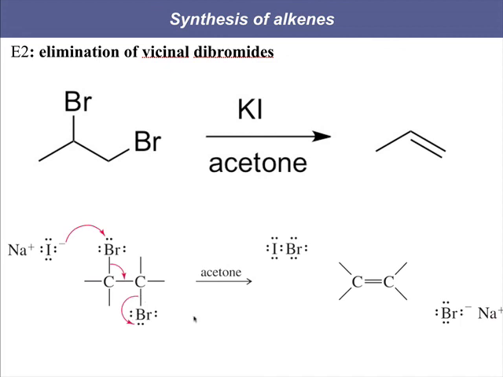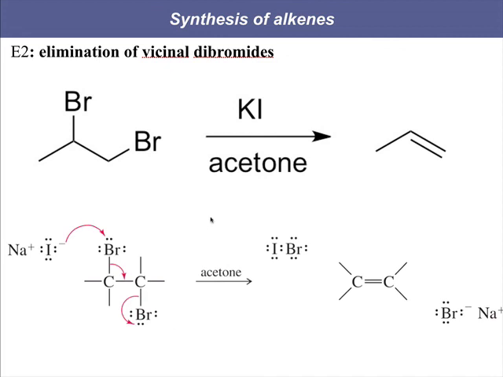Bromide leaves. Look at what we get. We make a double bond. It looks just like elimination, but we did it by making IBr, iodine bromide, and Br minus. Again, it's not dehydrohalogenation because we're not using a base to remove an H and an adjacent halogen. We are using KI to remove vicinal dibromides, but the mechanism is E2. The mechanism is exactly the same as the E2 dehydrohalogenations that we looked at.